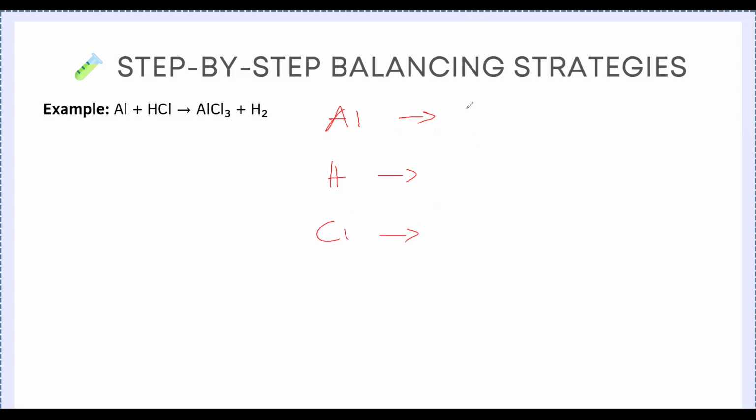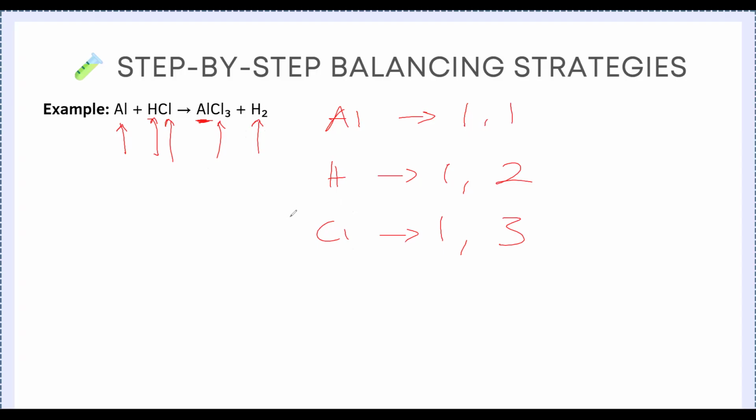For aluminum, we have 1 atom on the left as located over here. And we also have aluminum appearing on the right over here, 1 atom on the right. And for hydrogen, over here we have hydrogen H, 1 atom on the left. And over here we have hydrogen H, 2 atoms on the right. And then finally we have chlorine. On the left, you can see chlorine here appearing just once. And then over here we have 3 atoms of chlorine on the right.